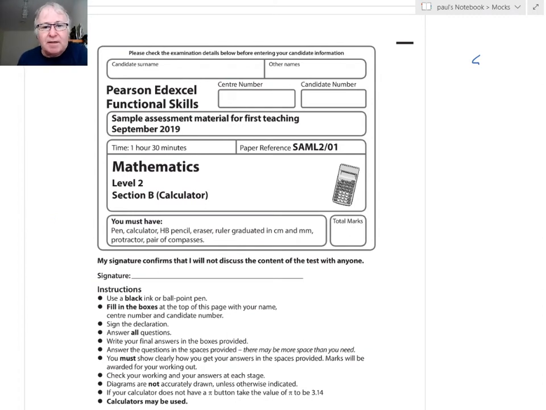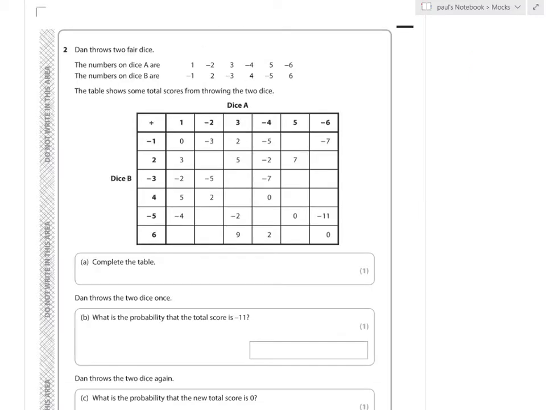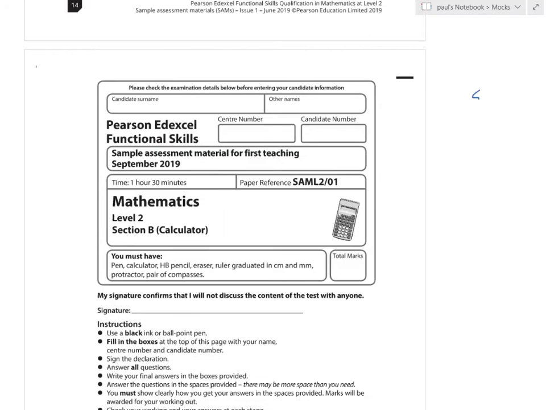Here we go. Edexcel sample paper. Maths level 2 functional skills with a calculator. Expect this to be tricky. Right, oh, that looks hard already.